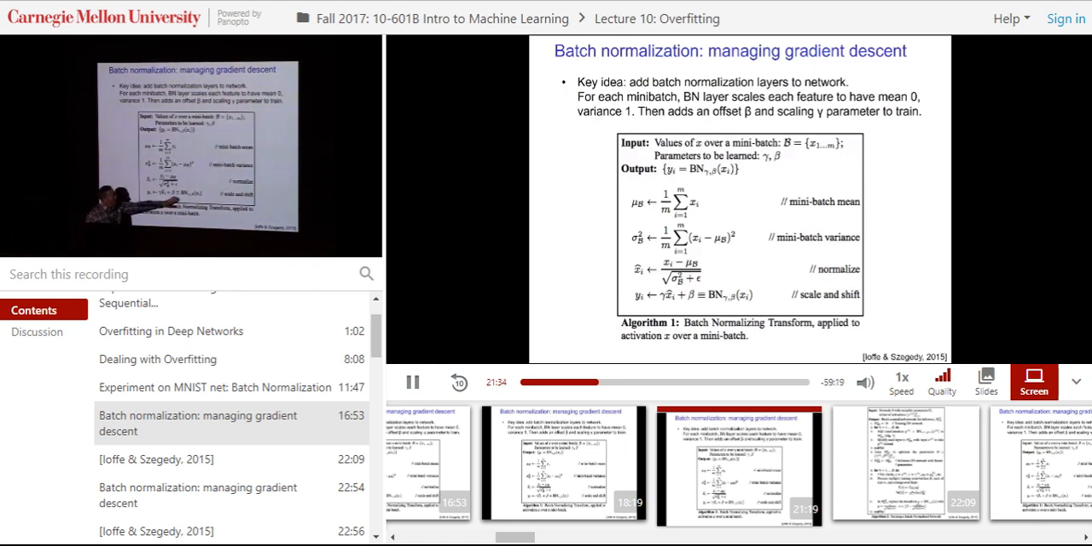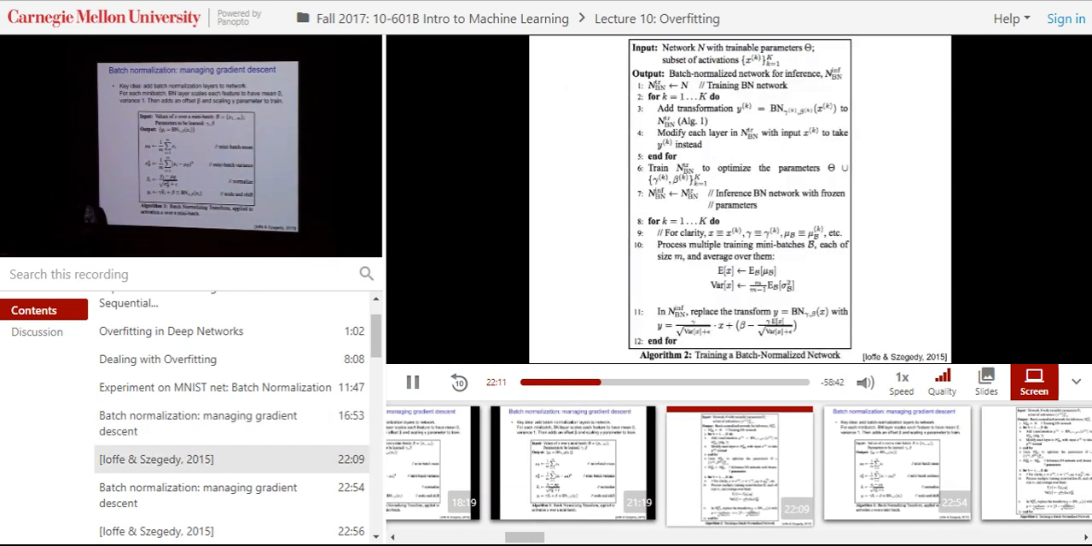So it sounds like you're just doing something and then allowing the network to undo it. But the key point here is that you initialize these to 0 and 1. So when you start training, all these things are indeed mean 0, variance 1. They're all on the same scale, and it gets rid of the problem that empirically seems to cause a lot of grief, which is variables at the same level that have different scales and different means. Okay, so that's it.